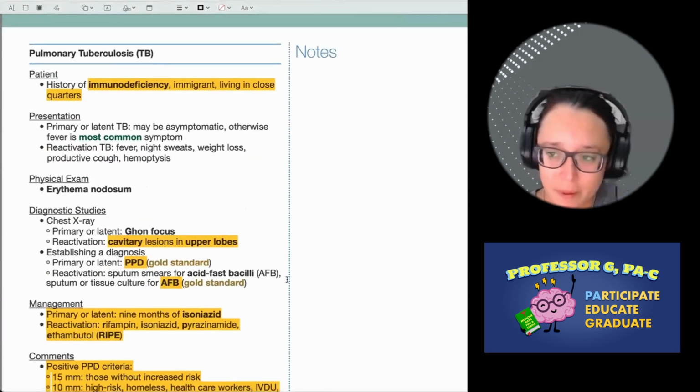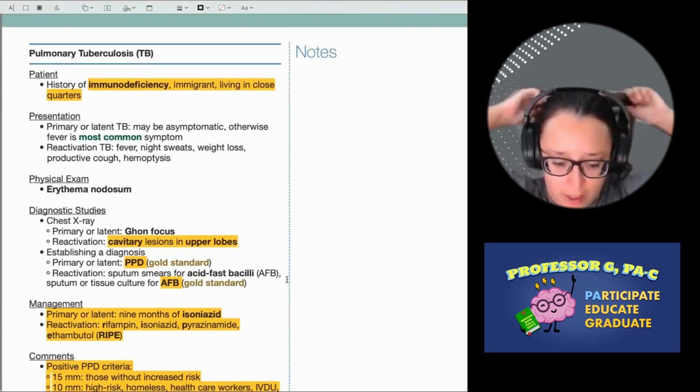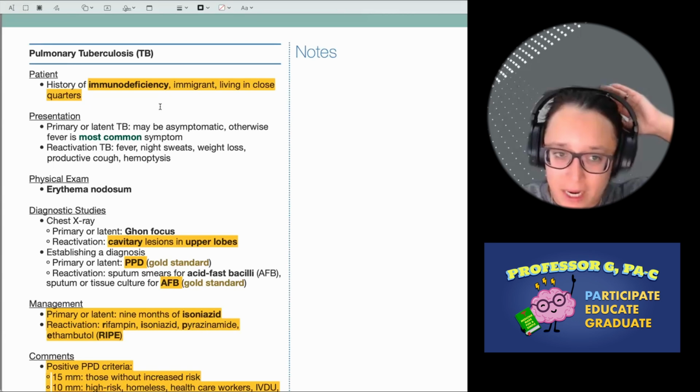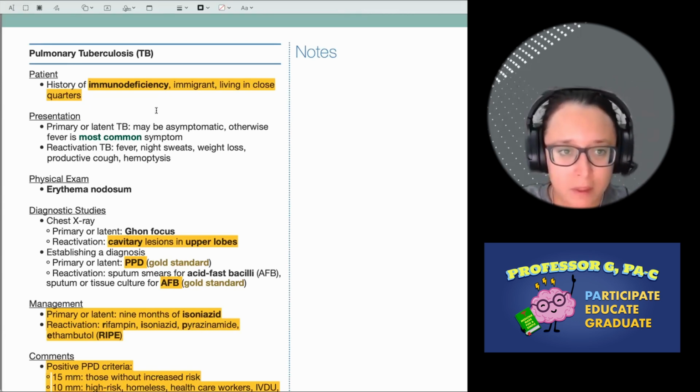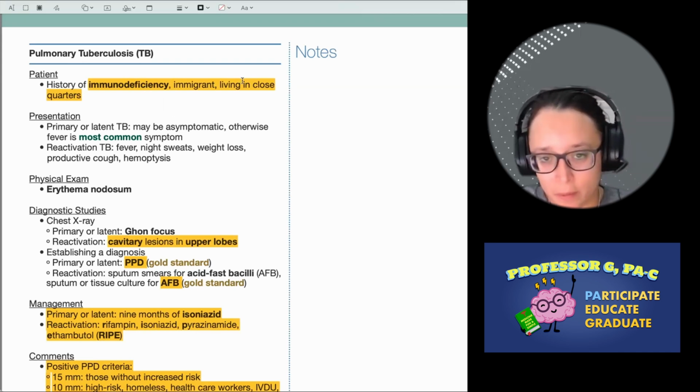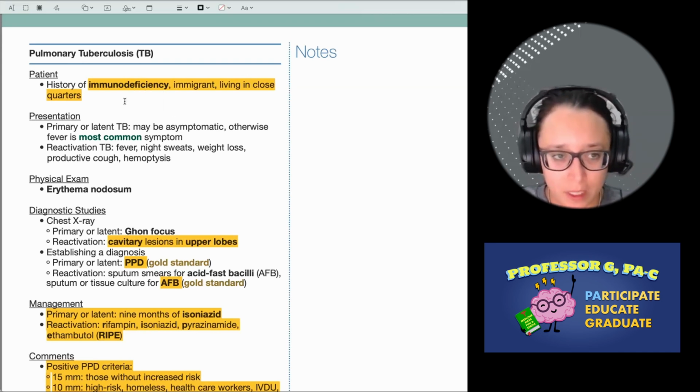TB, we learned that pretty early on. I think Dr. A and then Dr. J kind of followed that up. The more important thing I want you to remember is that these patients usually have some sort of insult to their immune system, immunodeficiency, or they've immigrated, or are living in close quarters. Those are the kind of like prisons and things. Those are the ones that typically get TB or that have the manifestations of TB.